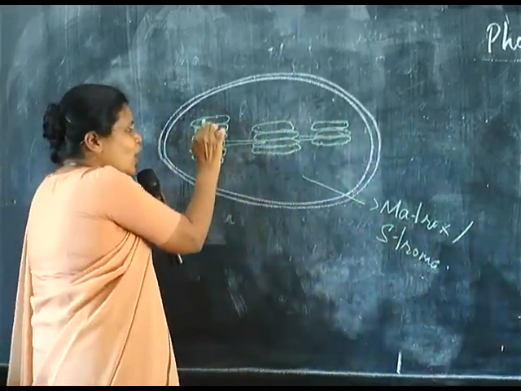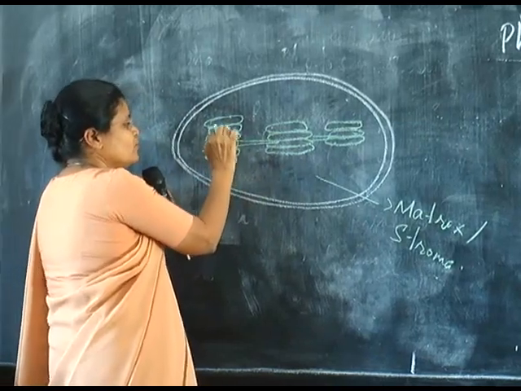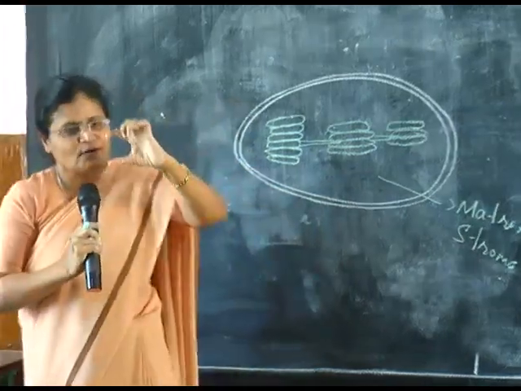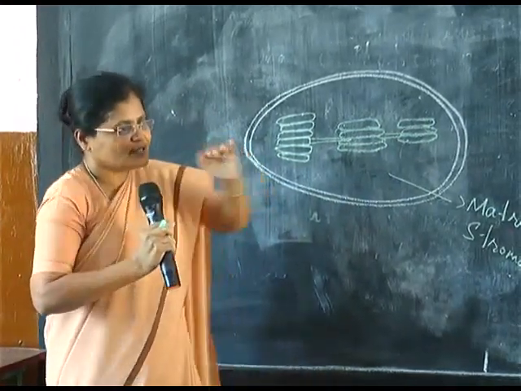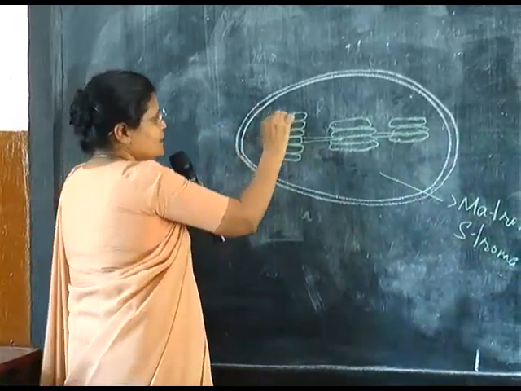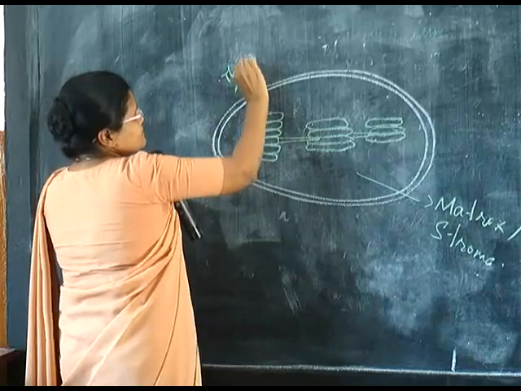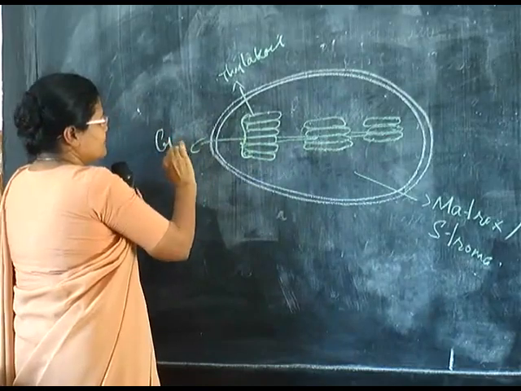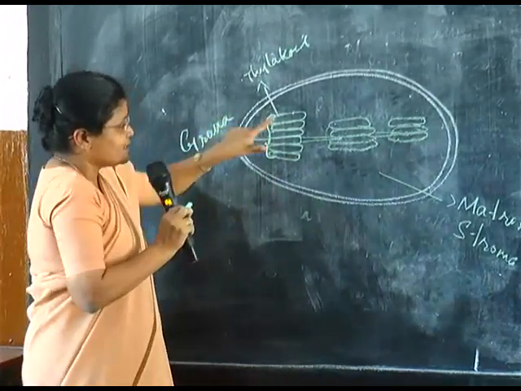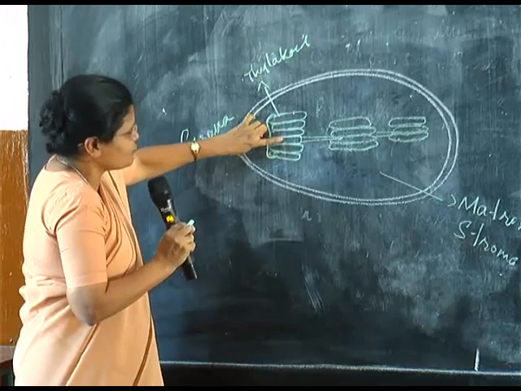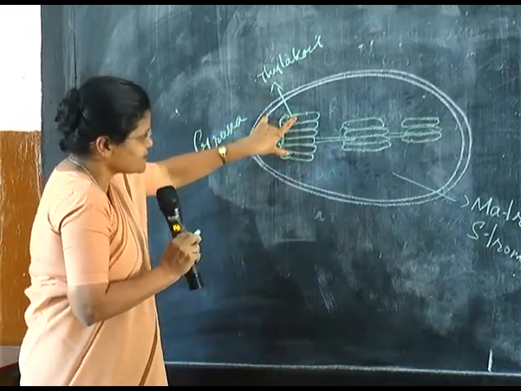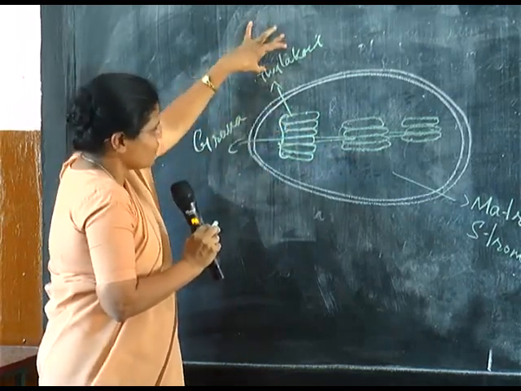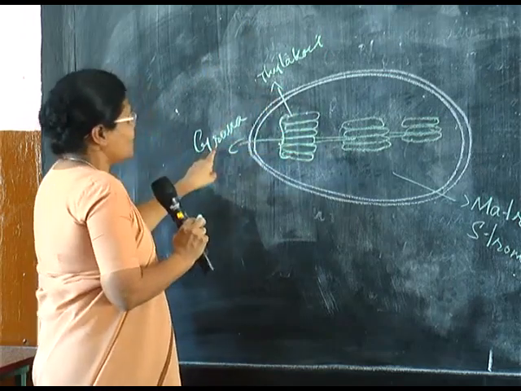And you have a coin-like structure here, 1, 2, 3, 4, 5, 6. So you have 6 coins piled one above the other, just like you have 10 one-rupee coins, you just keep one above the other. So each coin is called your thylakoid. And collectively it's called your grana. Remember, each coin, you have 1 coin, 2, 3, 4, 5, 6 coins piled one above the other. Each coin is called thylakoid, and the coins collectively are called grana.